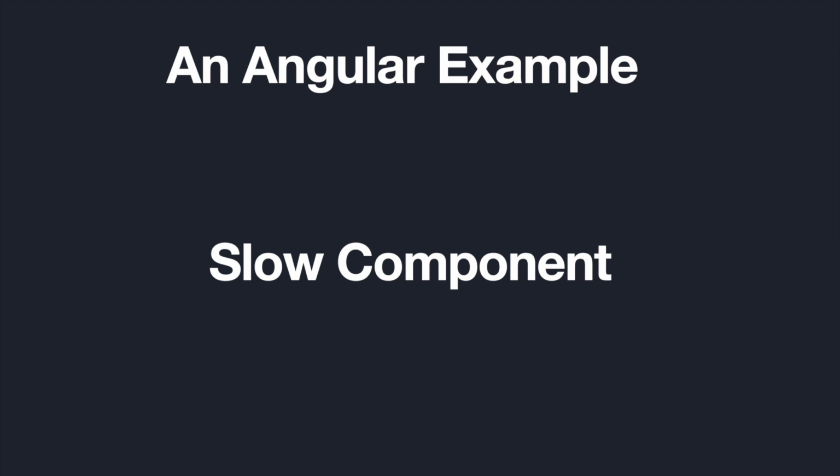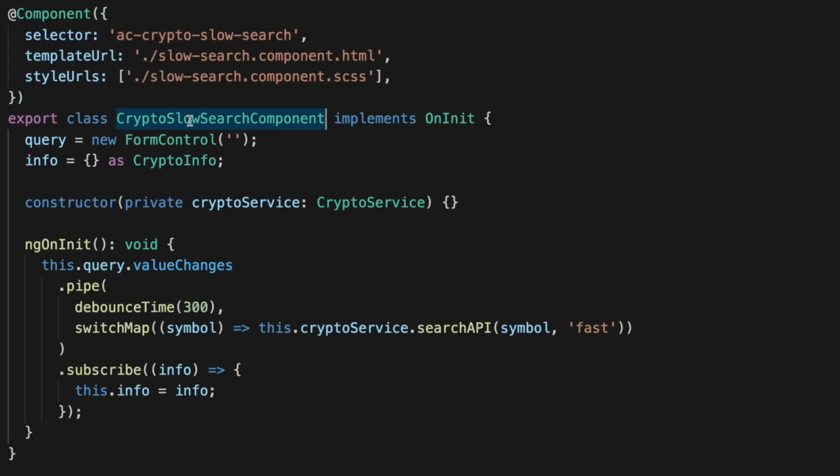Let's create the slow component. The slow component is identical to the Fast component with one exception. We send the search request to the slow server.